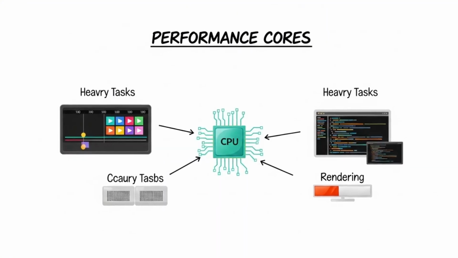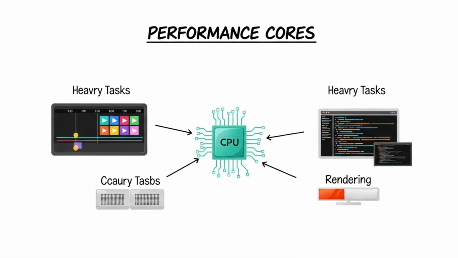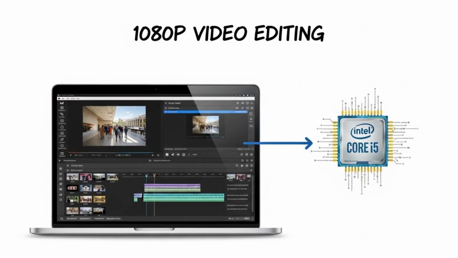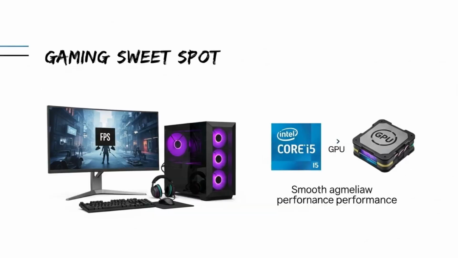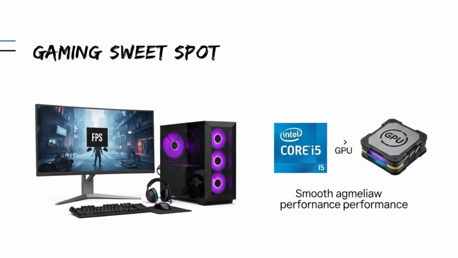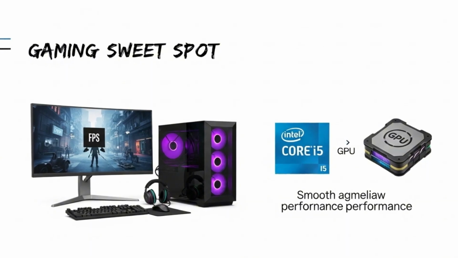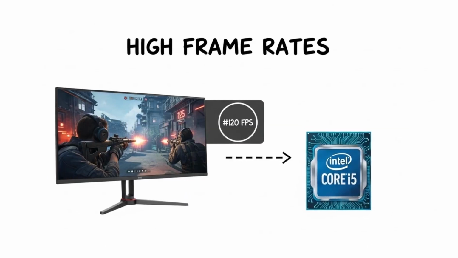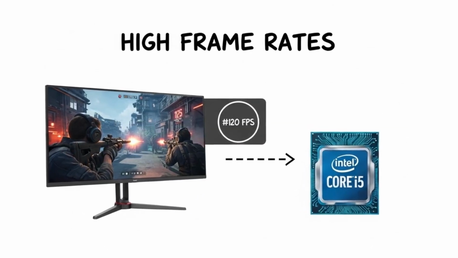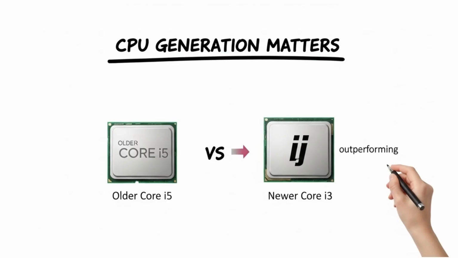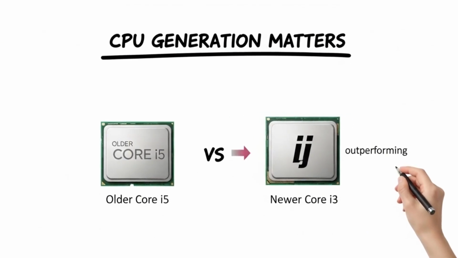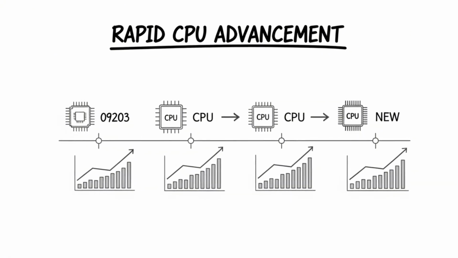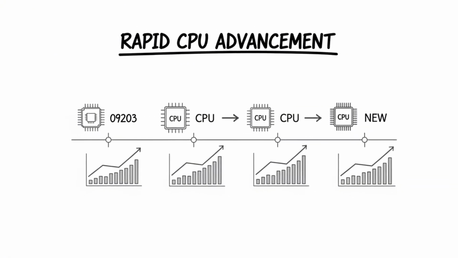This architecture allows an i5 to handle demanding tasks like compiling code, editing photos in Photoshop, or cutting together 1080p video projects without breaking a sweat. In gaming, it's widely considered the gold standard, delivering high frame rates in the latest titles without the premium cost of a top-tier chip. A common misconception is that the tier number is the only factor in performance. A newer generation i3 can easily outperform an older generation i5 due to architectural improvements and higher clock speeds, showcasing the rapid pace of technological advancement.